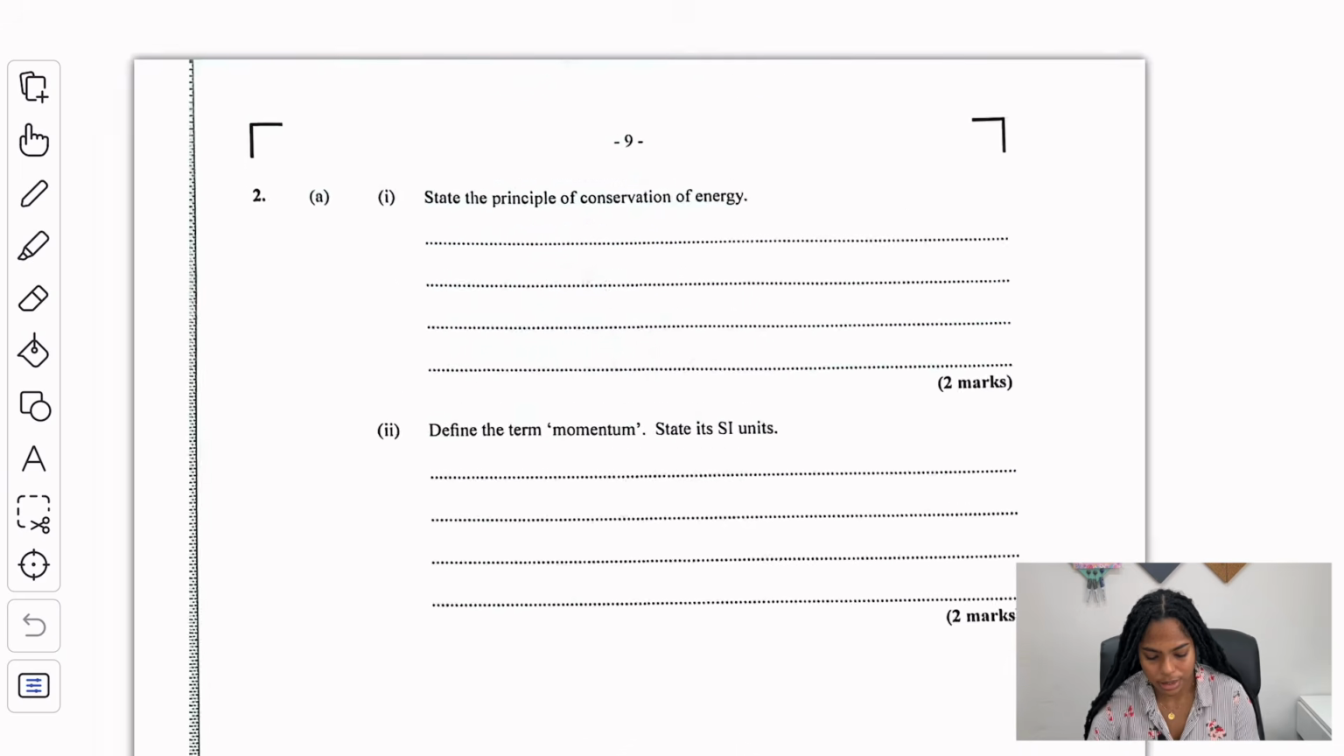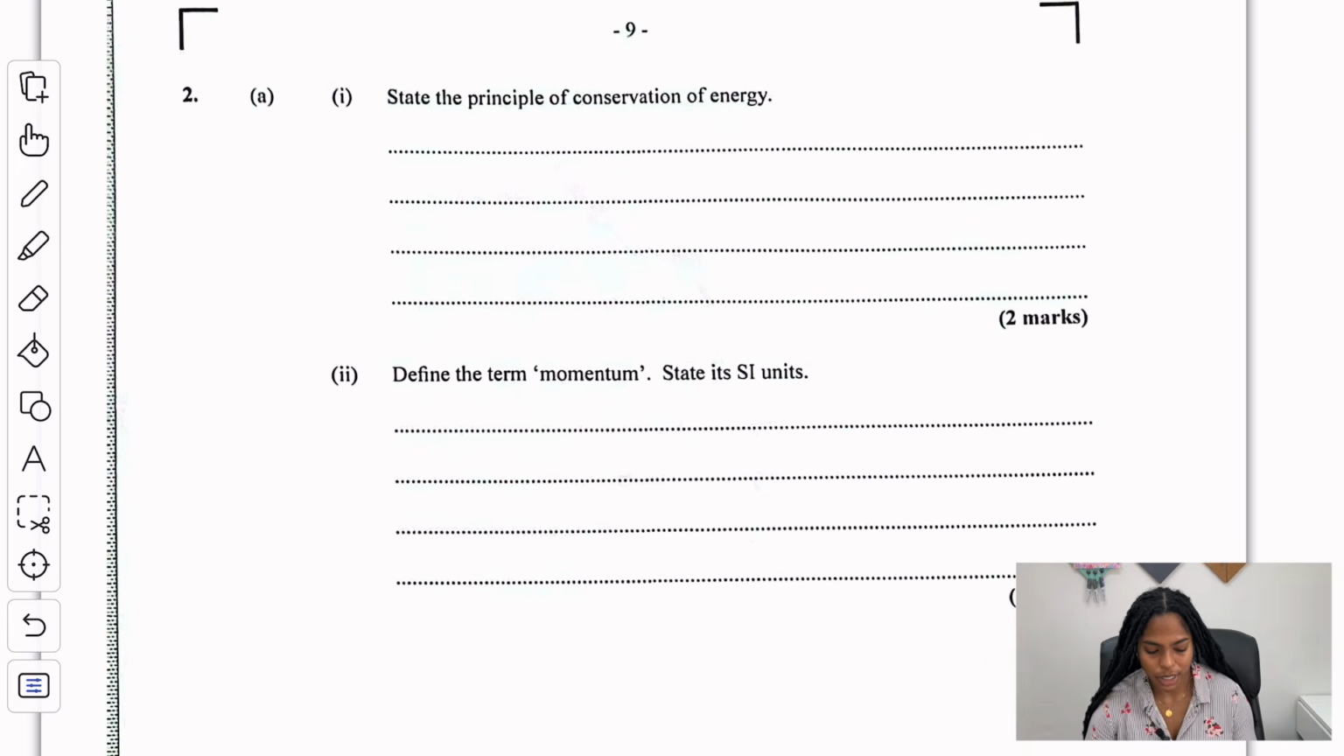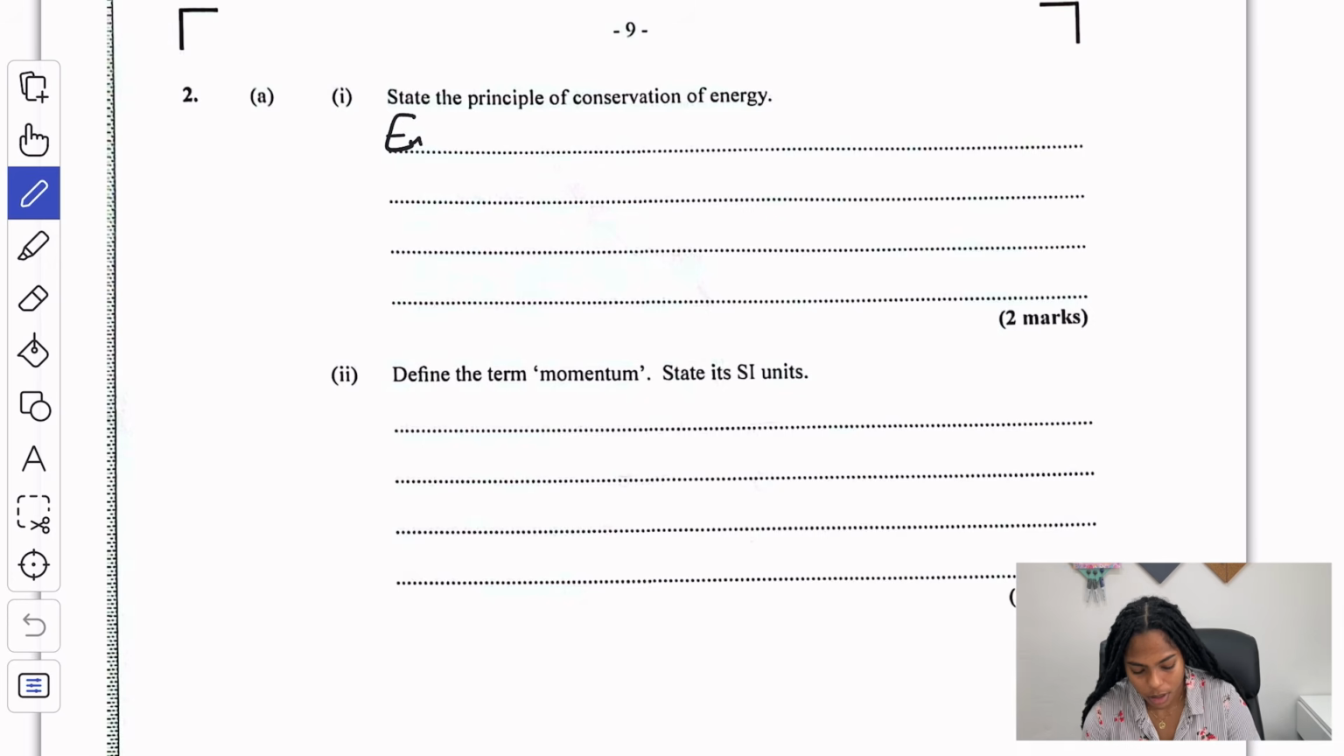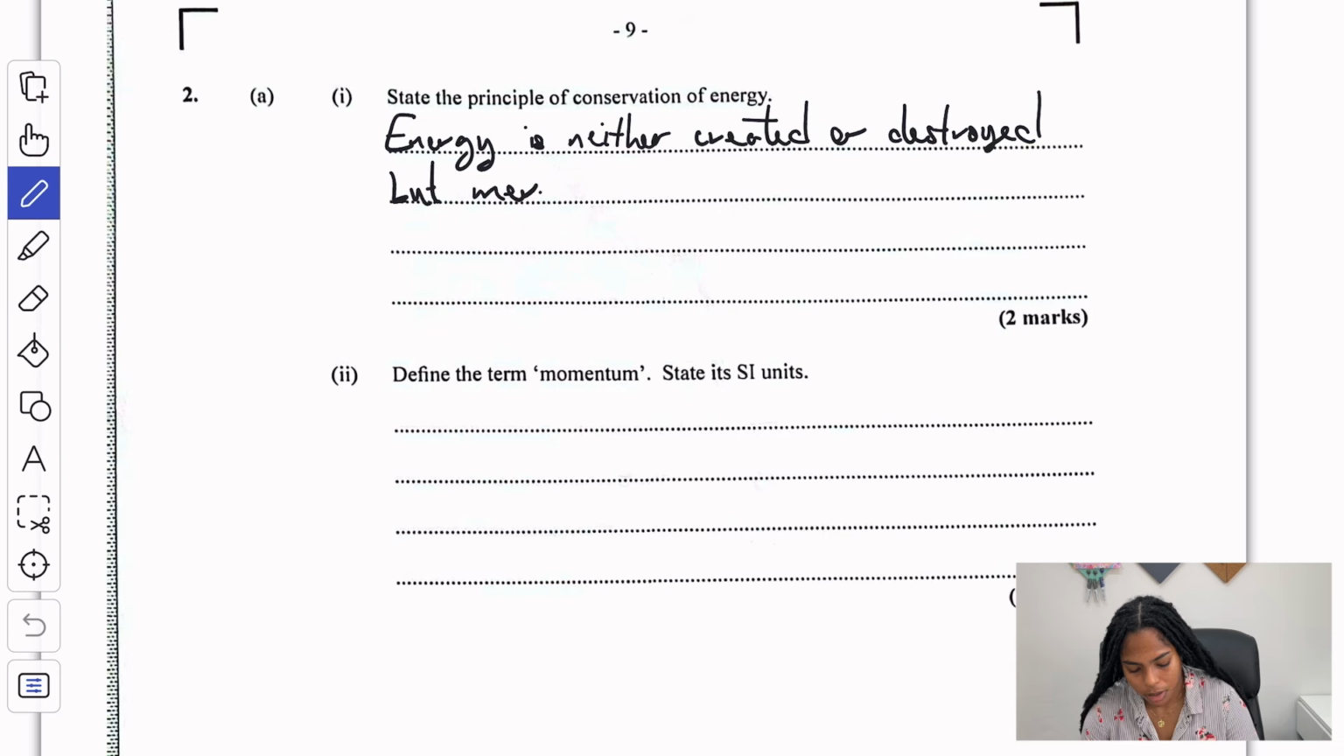Then I have question 2. State the principle of conservation of energy. So the principle of conservation of energy tells us that energy is neither created nor destroyed, but changed from one form to another. So that's all I'm going to put here. Energy is neither created nor destroyed, but merely converted from one form to another.